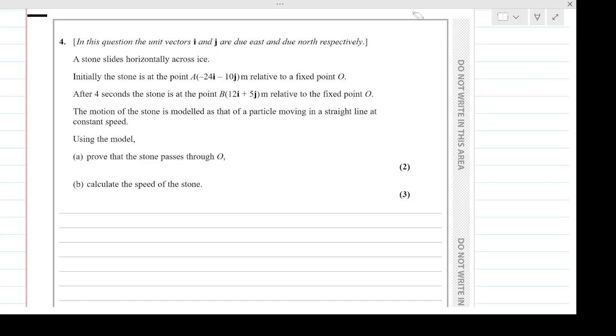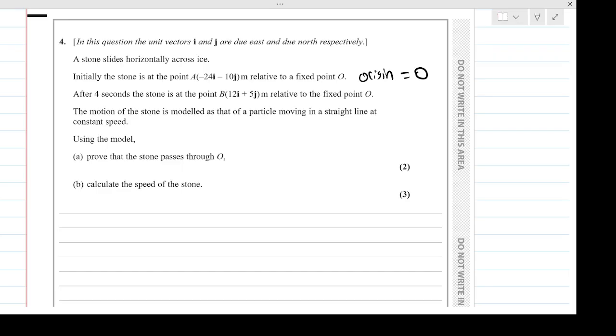Anyway, so the question says a stone slides horizontally across ice. Initially, the stone is at the point A, minus 24i minus 10j, relative to a fixed point O. Now, O is the origin. Okay, O is just the origin, just shortened. After 4 seconds, the stone is at the point B, 12i plus 5j, relative to origin again. The motion of the stone is modelled as a particle moving in a straight line at constant speed. Using the model, prove that the stone passes through O, the origin.